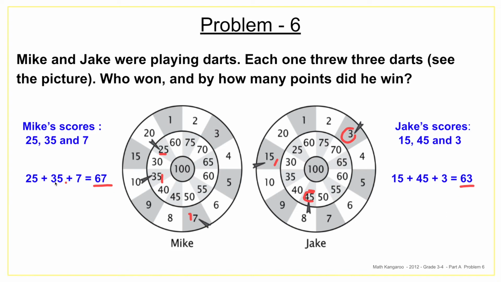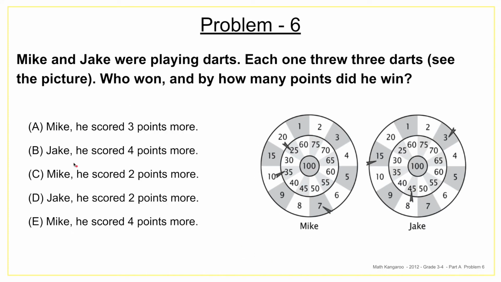Now who won? Mike won. By how many points? 67 minus 63 gives us 4, by 4 points. Now let's see the options. So we'll take out all the options which says Jack. So we take out option D.